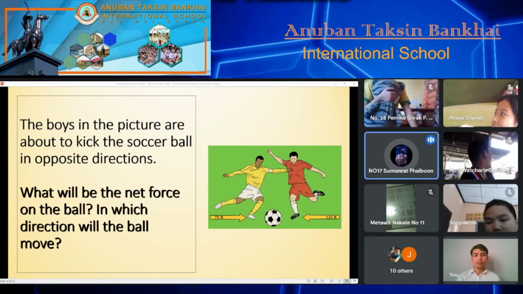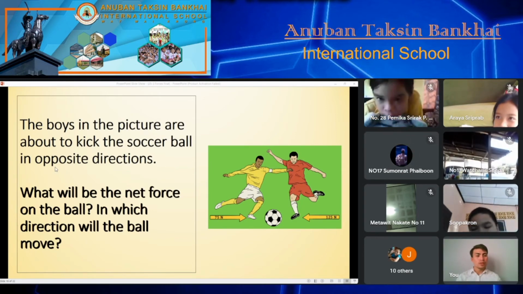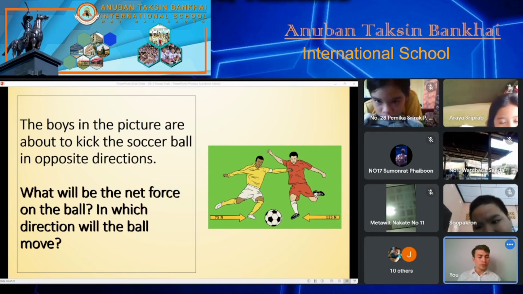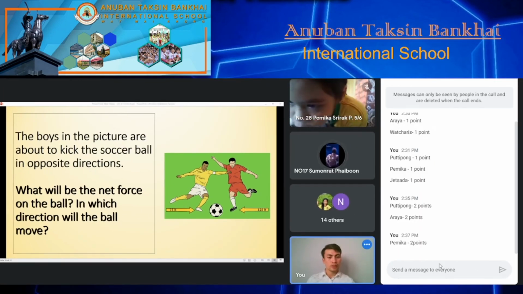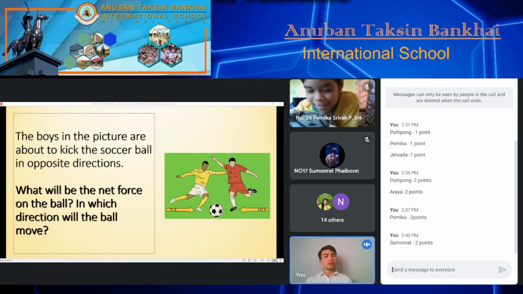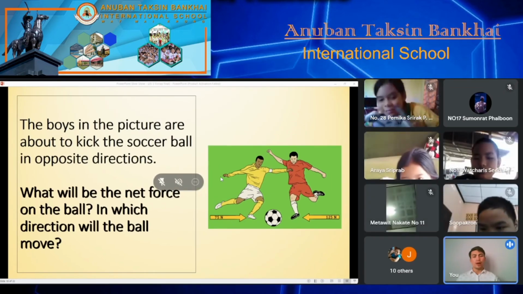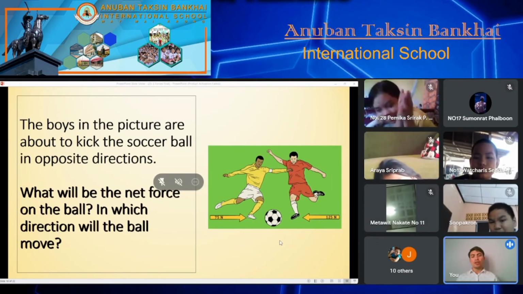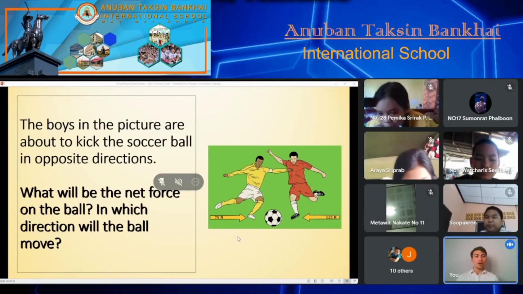Fifteen Newton, teacher. Samunrat, what is your answer? 15 Newton. Where will the ball go, left or right? Right. Okay, very good, Samunrat. Thus, you have 2 points now. 15 newtons to the right. Okay.